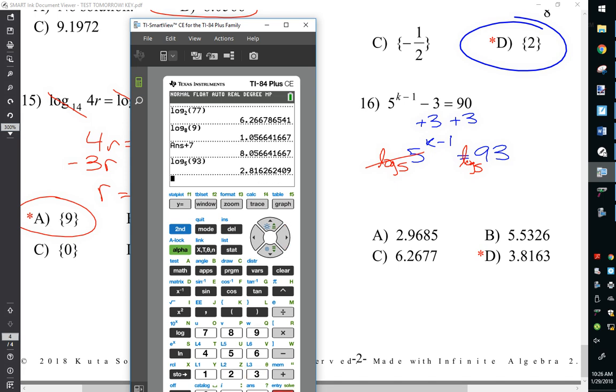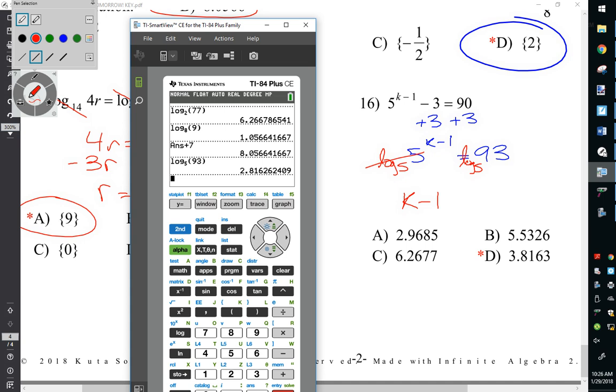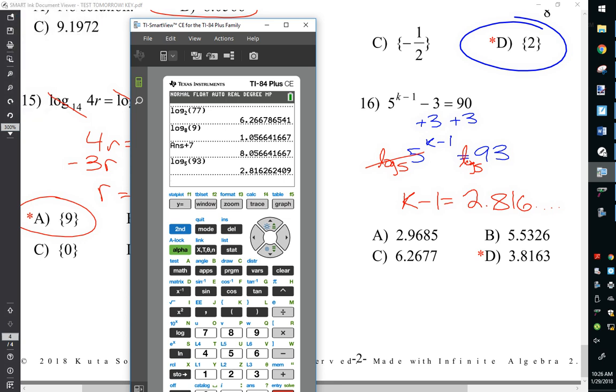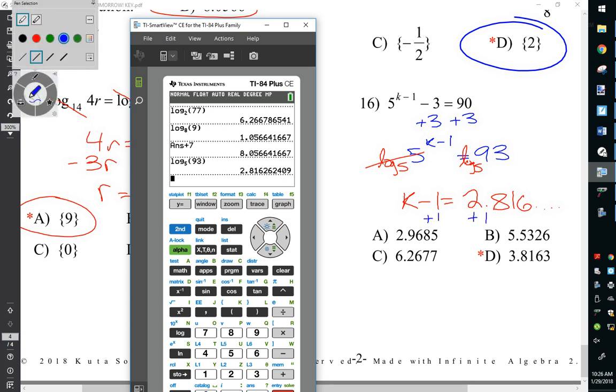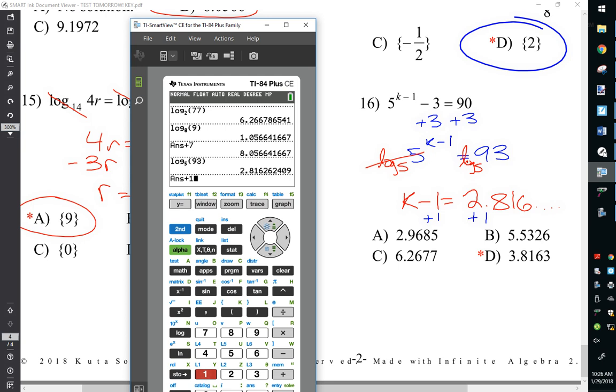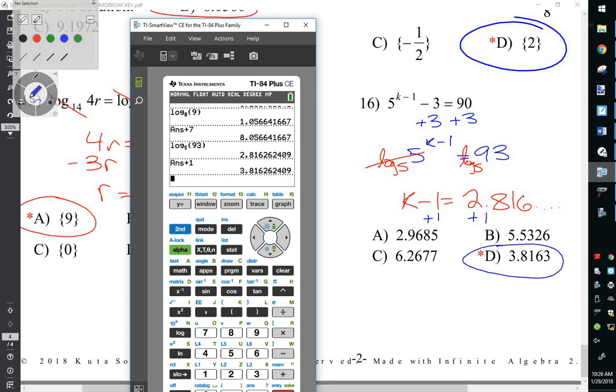That's not my answer because it's k minus 1 equals that number, 2.816, dot, dot, dot. I'm not done with that. I still got to get rid of that minus 1. So I'm going to add 1 to both sides. When I add 1 to that, I get that, 3.816, letter D.